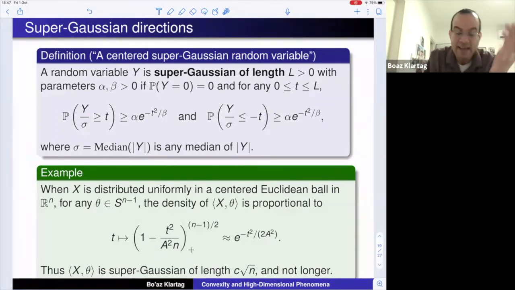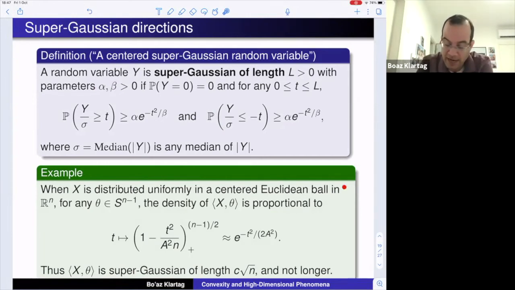The probability to be larger than t is bounded from below. You have this one-sided inequality: it is at least e to the minus t squared, with these parameters alpha and beta. They will be just universal constants later, so don't bother about them. And also the symmetric condition from the left: the probability to be smaller than minus t is also at least e to the minus t squared. That's a strange definition. Let's show an example.